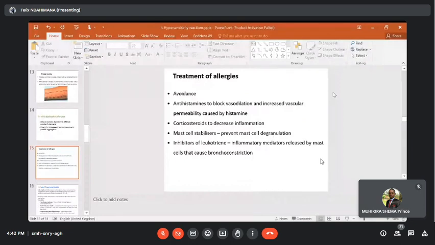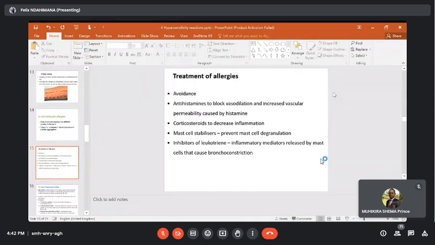So here are some of the treatments for the allergic reaction. Number one, the very best treatment is avoidance. If you are allergic to peanuts, the best treatment is for you to avoid the peanuts for the rest of your life. If you are allergic to anything, the best thing to do is just to avoid it for your life.